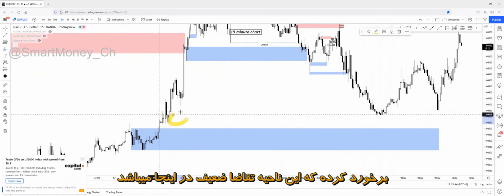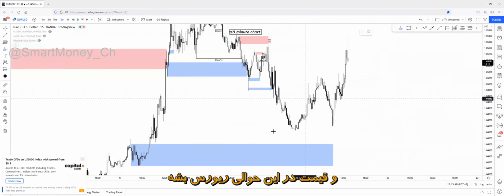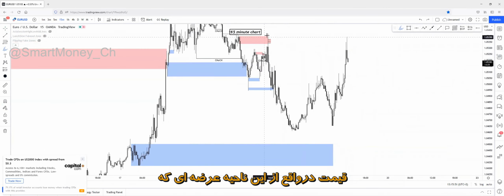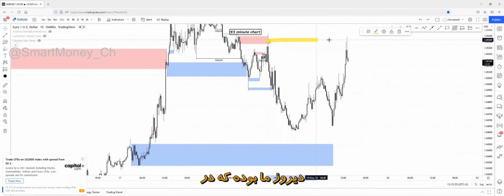But as you can see, price is reacting on some sort of demand zone right here, which was this weak zone. And I believe this was just a liquidity building movement, and price will actually reverse somewhere around here. Price is actually reversing on this supply zone that was marked yesterday. And as you can see, this was our entry point yesterday.